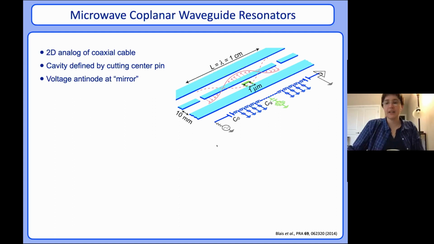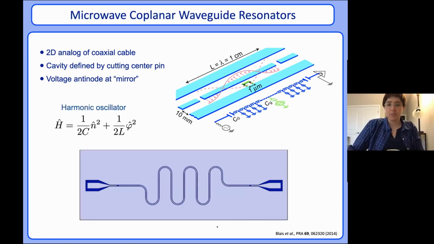So this is a schematic. In practice, they look a little bit more like this. So they're fairly large by fabrication standards. And so we tend to fabricate them with these extra meanders in them to compactify them. And the fact that we can put these meanders in is actually going to be key to some of the stuff I tell you later on.